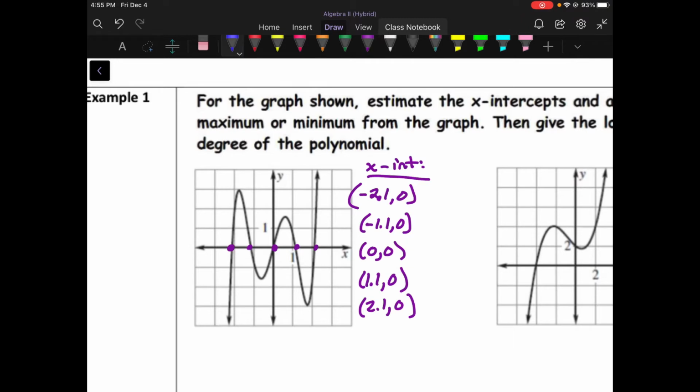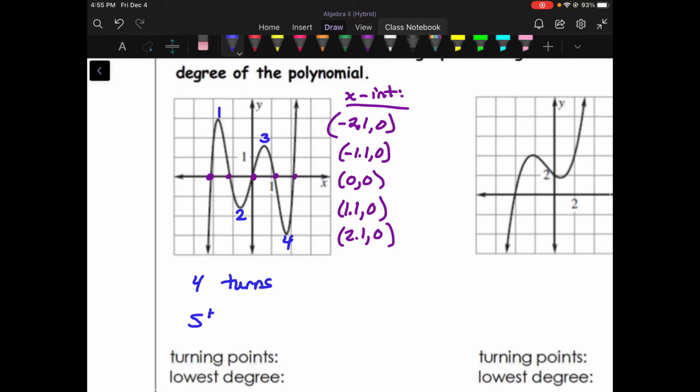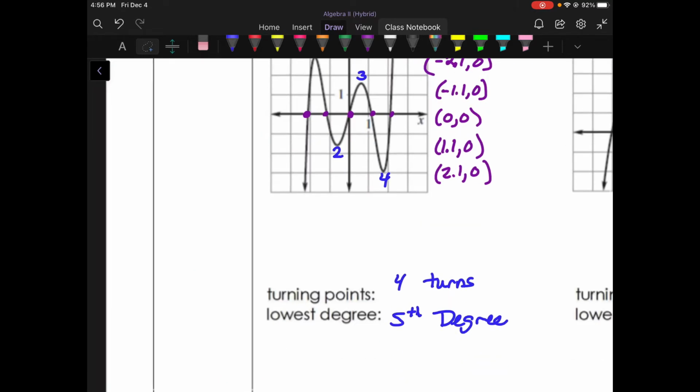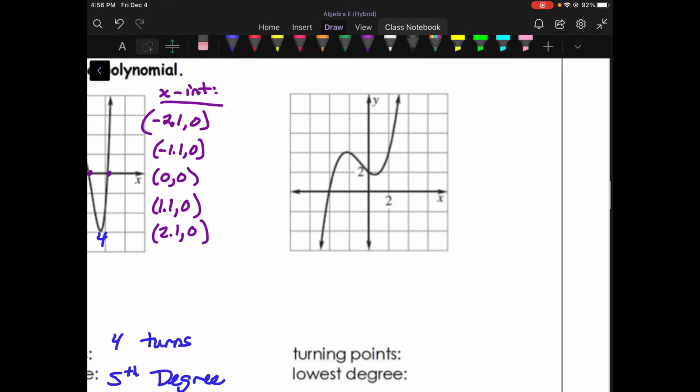So how many turning points do we count? Well, let's see. We have 1, 2, 3, 4 turns, which means if you work this in the opposite order, that would be a 5th degree. Your degree is always 1 more than the number of turns. Let's scoot it down right there. 4 turns, 5th degree. All right, let's try another one here.